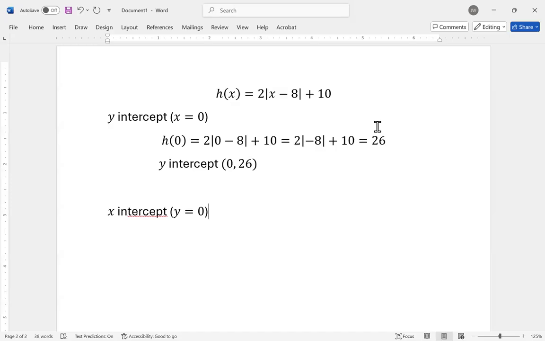In order to find an x-intercept, I'd plug in 0 for y. And just like last time, what we're going to do is we're going to say the output is 2 times the quantity absolute value of x minus 8 plus 10. And then I'm going to set that equal to 0. I'll put equal to 0 on the right-hand side. But again, if you want to write equal to 0 on the left-hand side, you could do that as well.